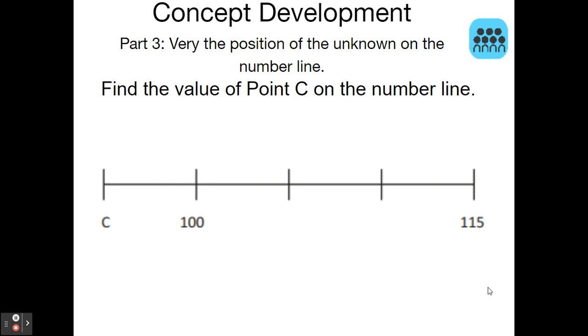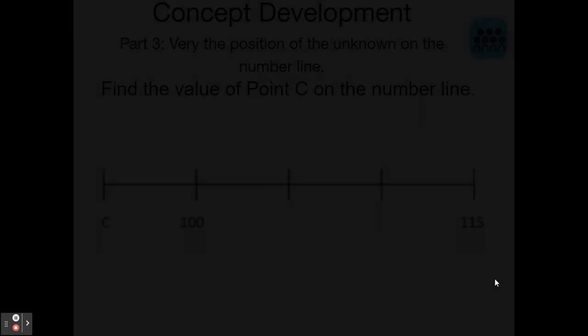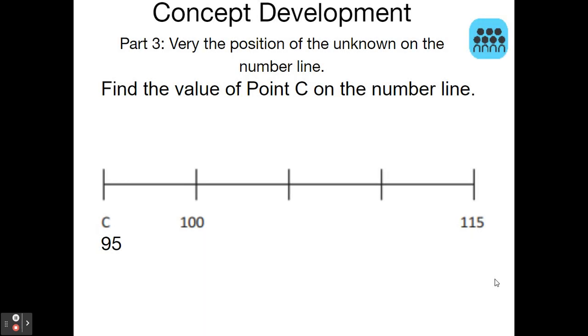All right, new number line. Find point C on this number line. Well, we have given us 100 and 115. It's 95 because they're going by fives. Let's check it. 95, 100, 105, 110, 115.